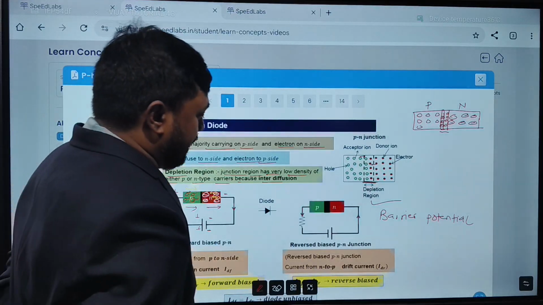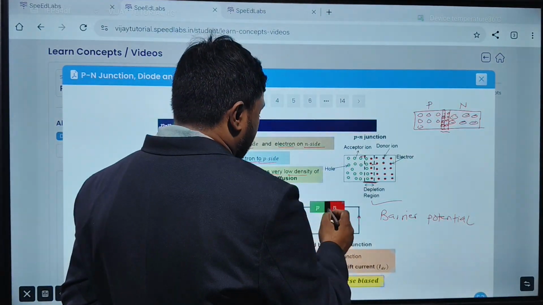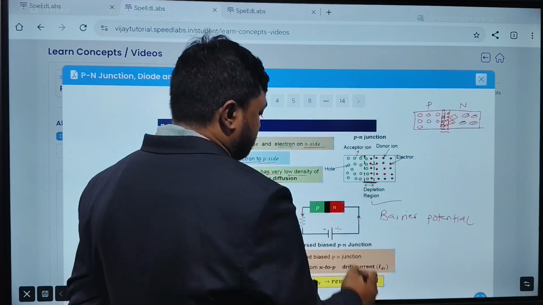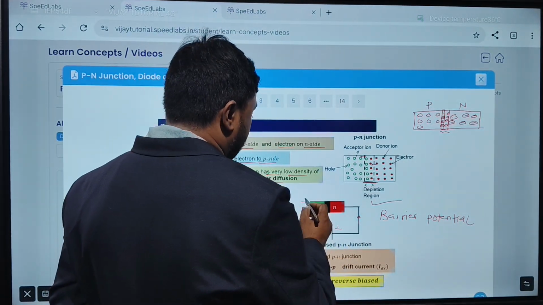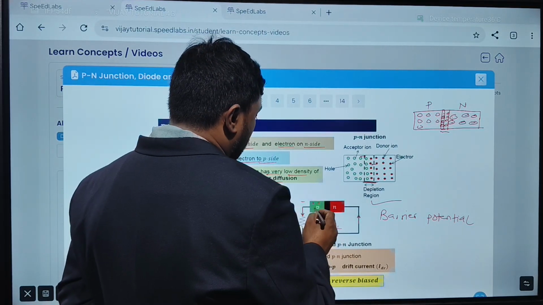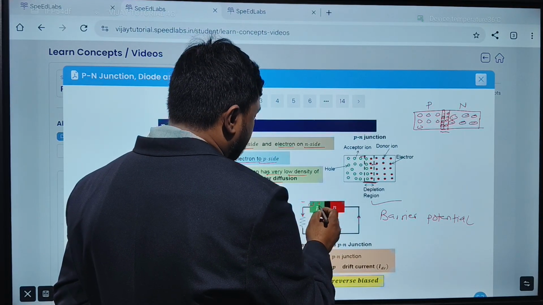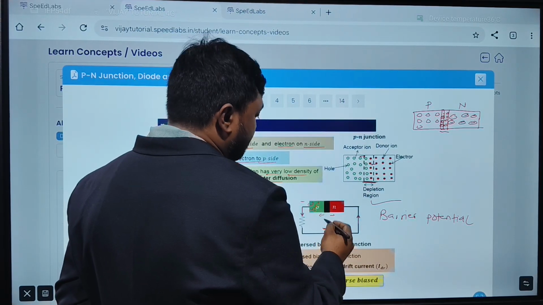Now when we talk about the reverse bias. When P is connected to the negative and N is connected to the positive, it is called a reverse bias. Now what happens? As it is negative, this end becomes negative. So you can see holes are here. Holes will move in which direction? Towards the negative charge, yes or no? So all the holes will move, so the width of the depletion region will increase, yes or no?